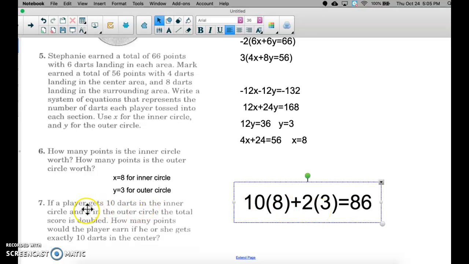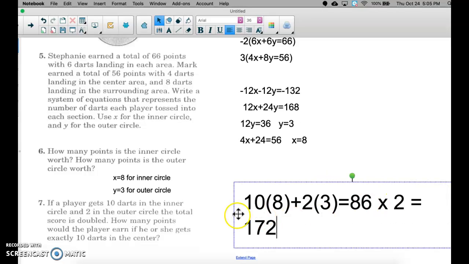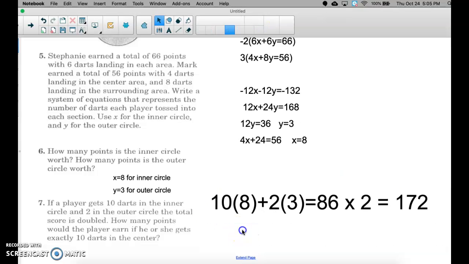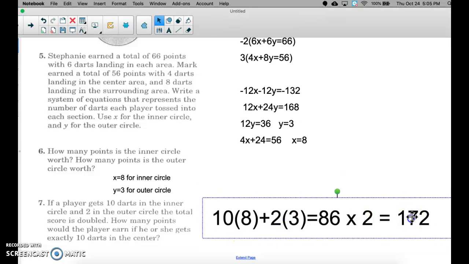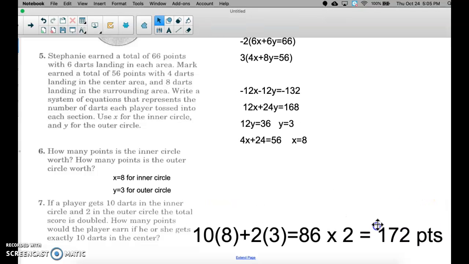But it says if they get 2 in the outer circle, they double it. So we actually have to take that now times 2. We get 86 times 2 is 172. So their score for 7, if they get 10 darts in the middle, is 172 points.